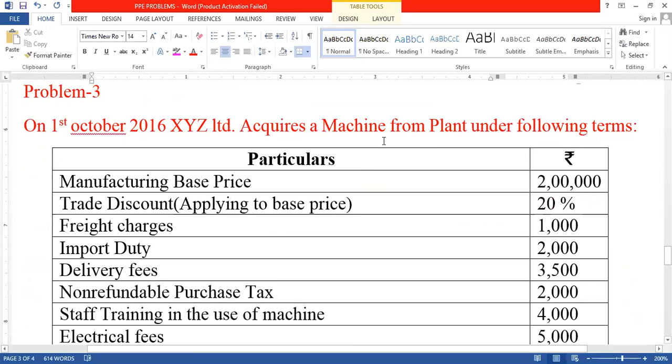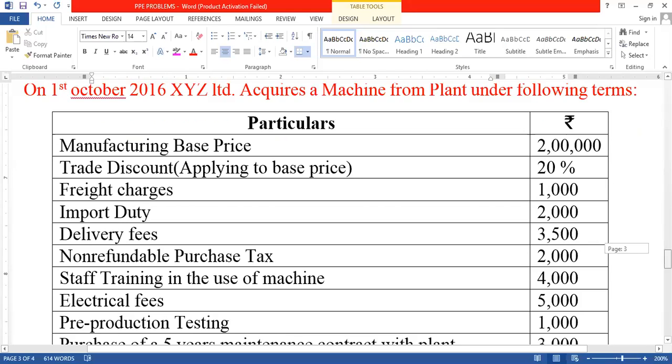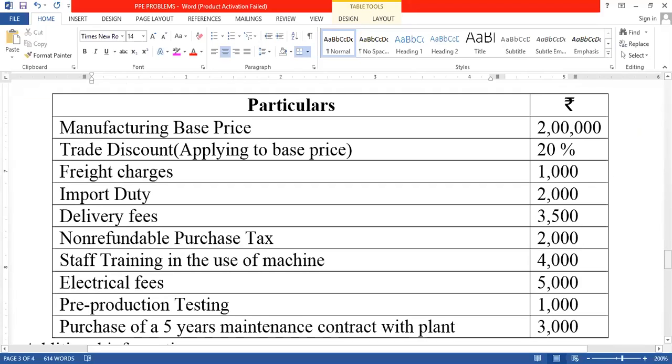In this problem, the third problem, on 1st October 2016, XYZ Limited acquires a machine from the plant. What information have they given us? Manufacturing base price, which is what we call the purchase price: 2 lakhs. Trade discount applying to the base price is 20%; 2 lakhs into 20% has to be calculated. Freight charges we should add.